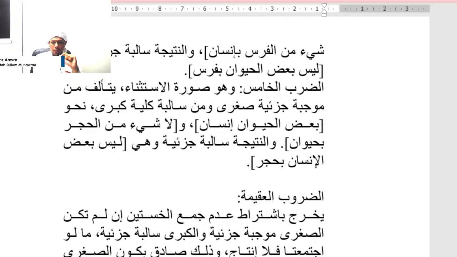For the major premise, it is saliba kulliyah, it is a universal negative statement. So this is the only syllogism that can produce a valid conclusion. Other than that, all of it are invalid. So let us look at the conditions. So we will go back into the commentary by Sheikh Said Fuda, he mentioned these examples.